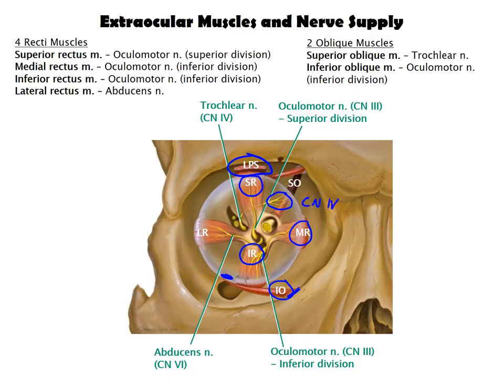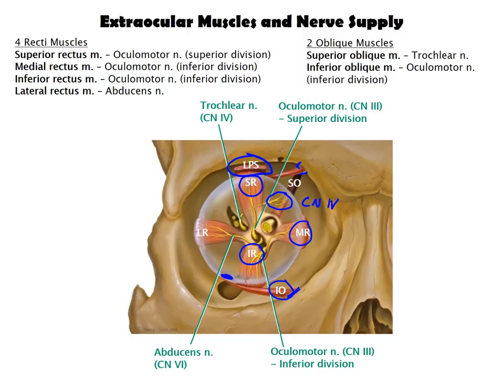The superior oblique muscle originates from the body of the sphenoid bone, and it passes through a pulley called the trochlea, which is suspended from the medial roof of the orbit. Here's the trochlea, shown here. The superior oblique muscle is very active during reading, as it pulls the eyes both downward and inward.